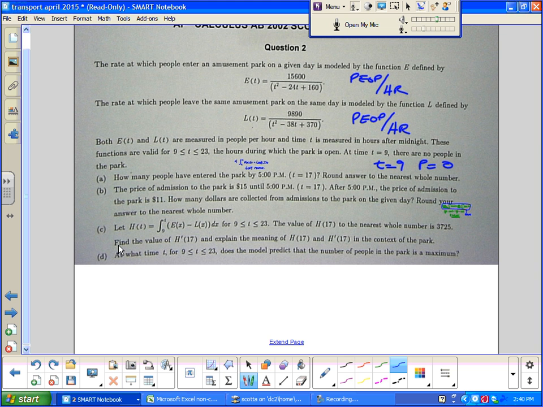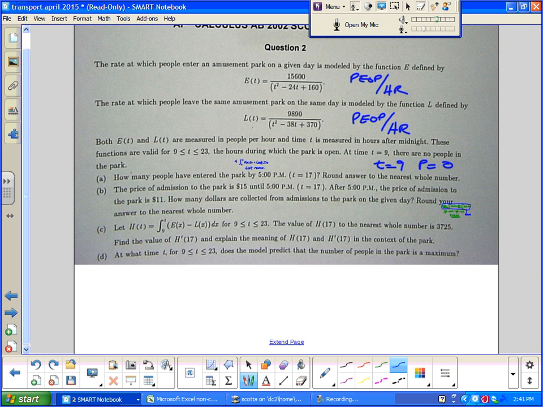Let h of t equal the integral from 0 to t of e of x minus L of x dx. They just changed the variable from t to x, integrating from 0 to t, so that the variable here would not match the t in the problem. For 9 to 23 for t, the value of h of 17 to the nearest whole number is 3725. Find the value of h prime of 17, and explain the meaning of h of 17 and h prime of 17 in the context of the park.